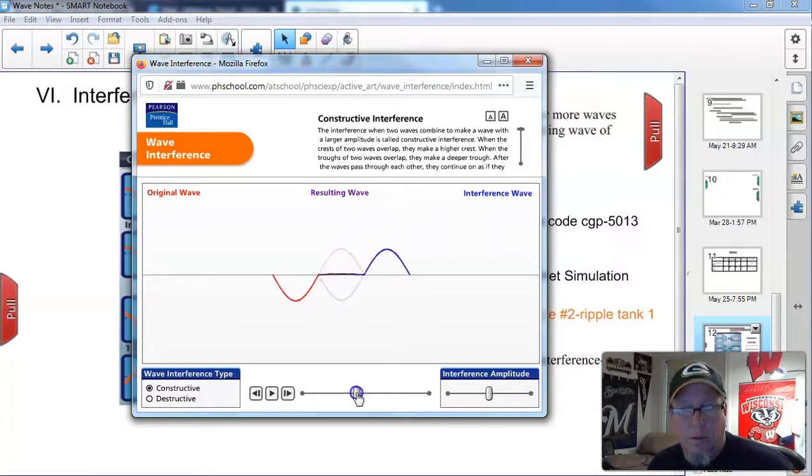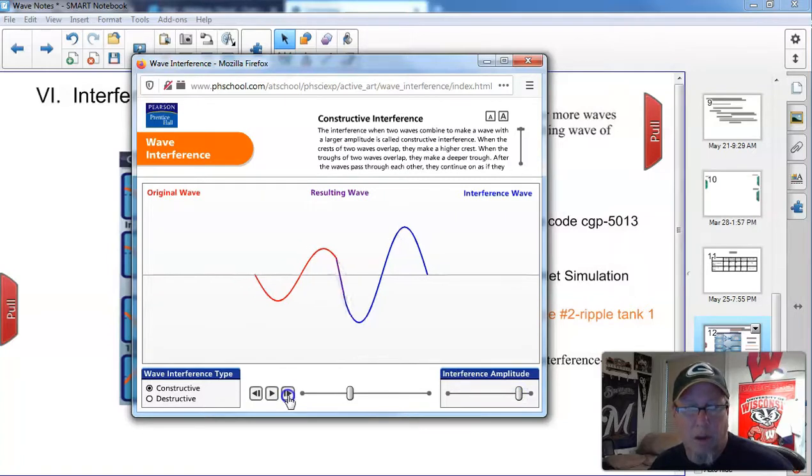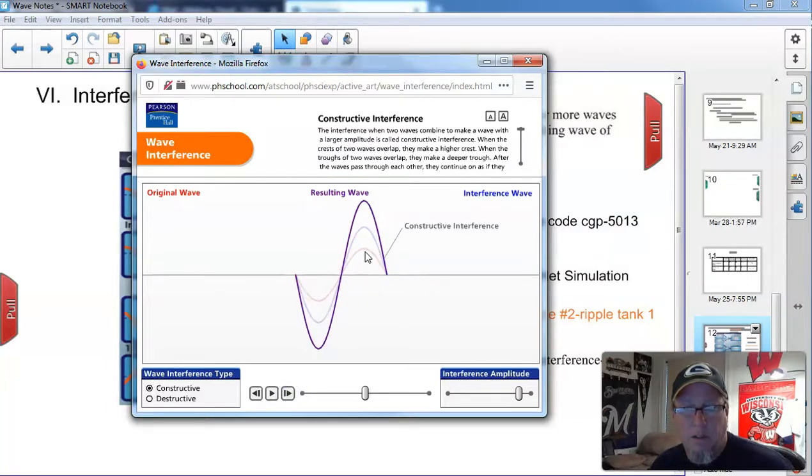So what I'm going to do is pull them back apart, and make one of them bigger than the other one, and then you can kind of see what I mean when I say that we're adding them together. So if these two waves go together right where the two crests and the two troughs line up, here's the red one, here's the blue one. The purple line would be the resulting wave.